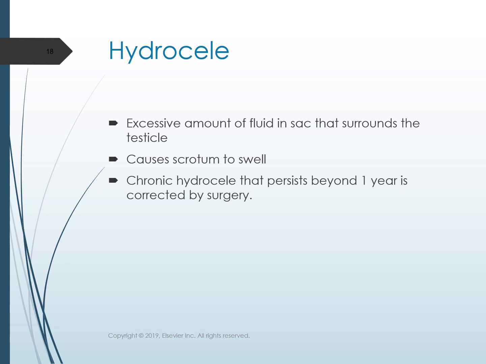A hydrocele is an excessive amount of fluid in the sac that surrounds the testicle and causes the scrotum to swell. Its appearance in the newborn is not uncommon, and in many cases, the condition will correct itself by the time the child is 1 year of age. A chronic hydrocele that persists beyond 1 year can be corrected by surgery.